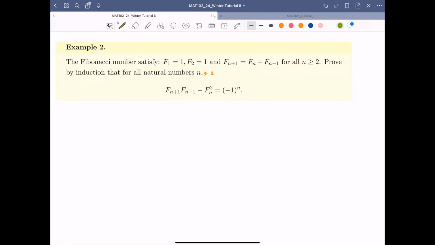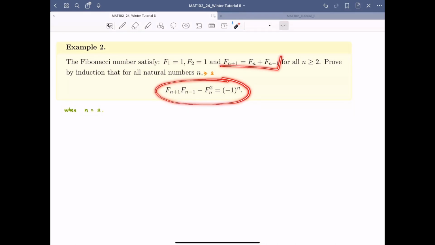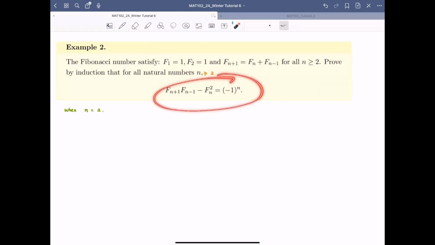So base case, what's my base case? When n equals to what? 2, that's correct. Let's call this 1. Let's call this 2. Which one do I need to verify? 1 or 2? 2, that's correct. I ask you because every semester people take this for granted and they try to prove this. This is the definition. It's given to you. You don't need to prove it. This is what you need to prove. So for a base case, you need to check if this is true.